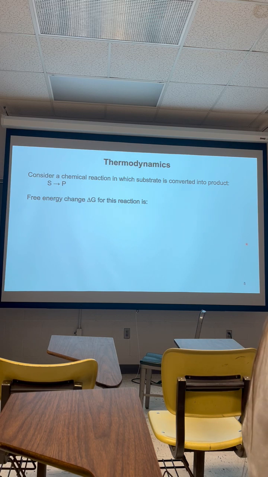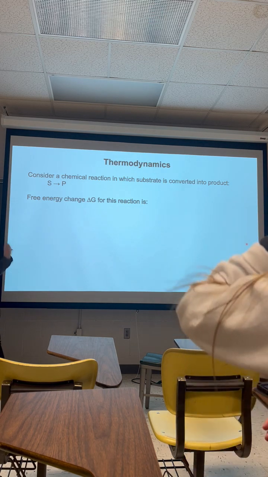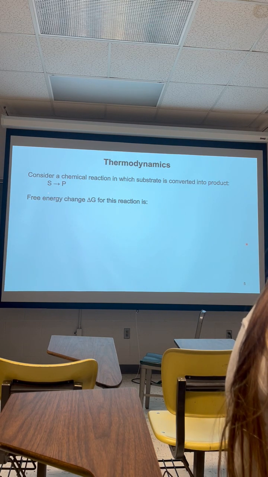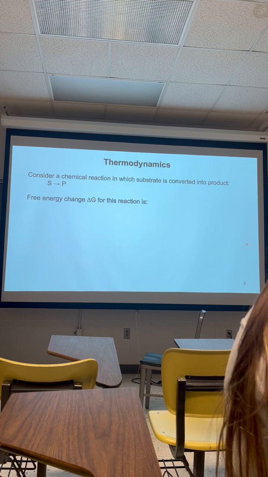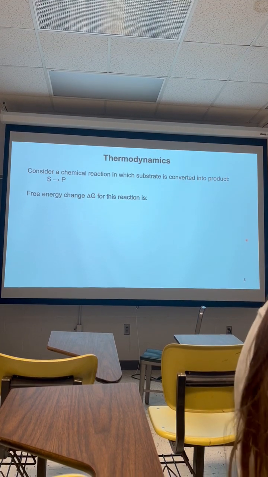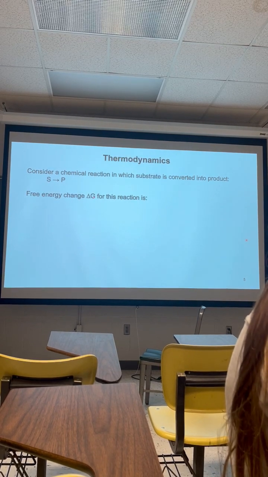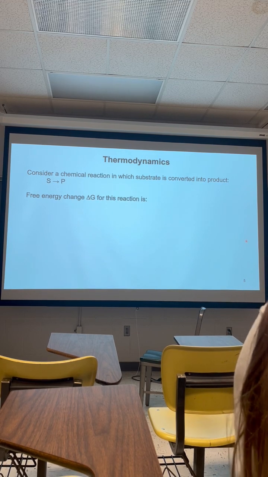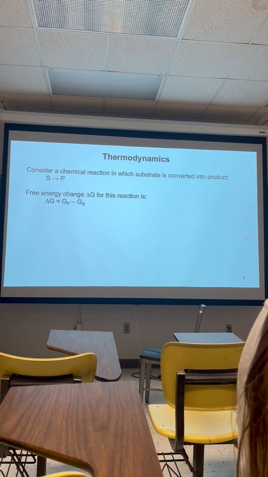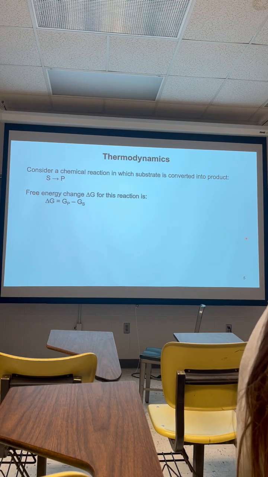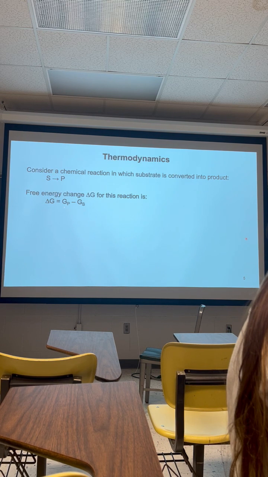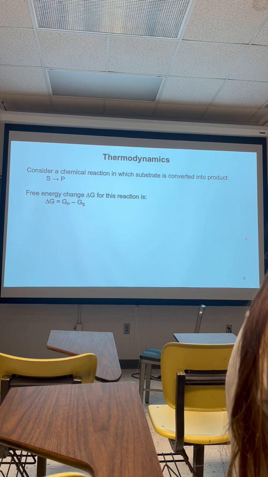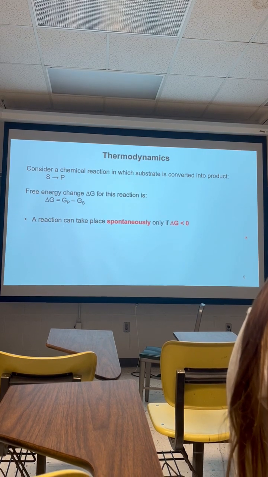Okay, and thermodynamics is thinking about energy change. So I have to describe what is the free energy change for this reaction. Free energy we designate with G, and the change of this reaction with delta, the capital Greek letter delta. So how is it defined? Delta G is the final energy, so G, the free energy of the product, minus what I had at the beginning, the free energy of the substrate. So this is delta G.